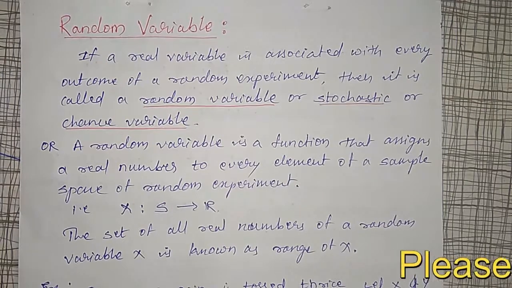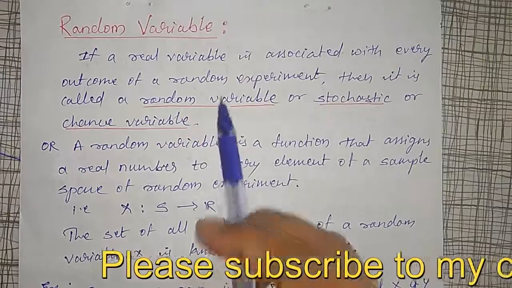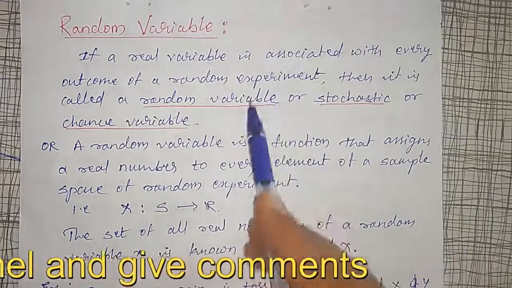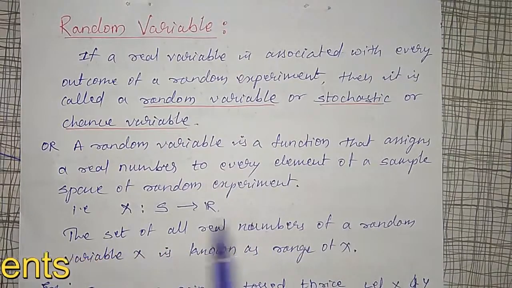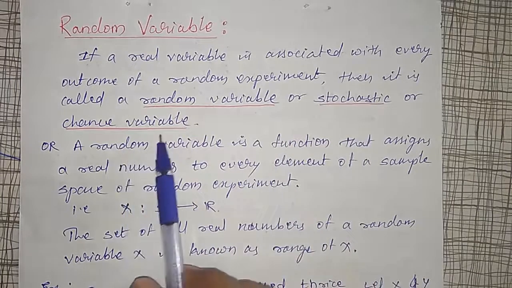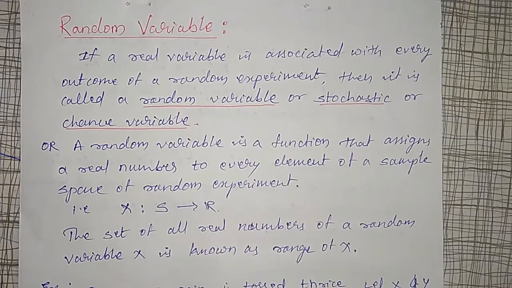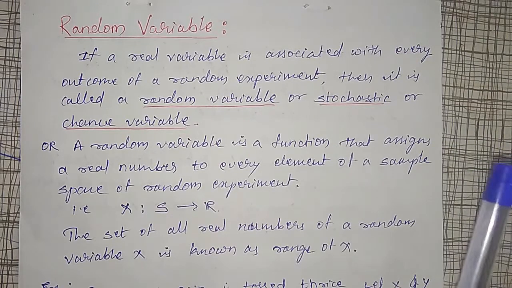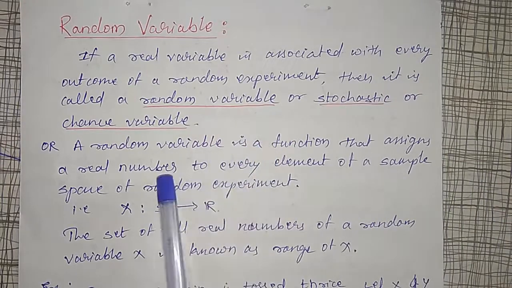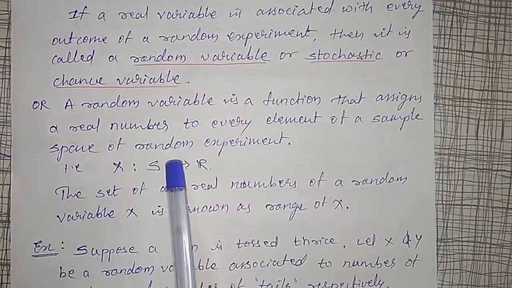Random variable means what then? If a real number is associated with every outcome of a random experiment, then it is called a random variable, or a stochastic or chance variable. We are providing one real number to every outcome of a random experiment, and such naming is known as a random variable. I will also define it mathematically.